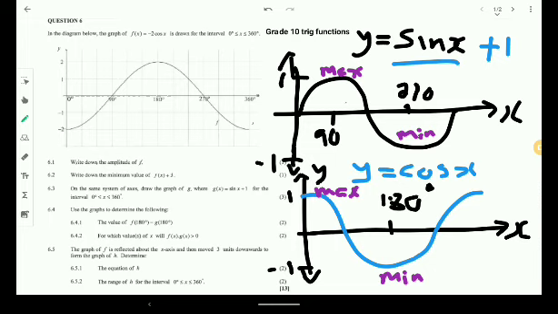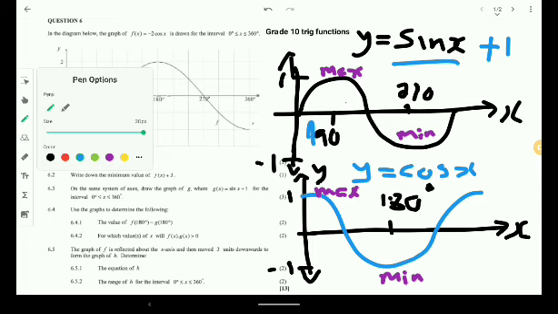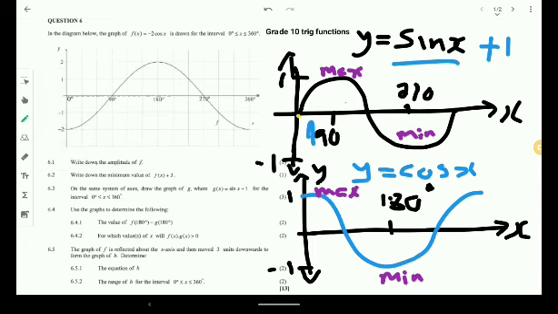So this graph, let me just illustrate. This point here has moved 1 unit up, and this point here has moved 1 unit up, and this point has moved 1 unit up. This point has moved 1 unit up, and this point has moved 1 unit up. So that is the graph that we should draw. Let me just show you roughly. This point used to be here, now it's here. And let me just expand.